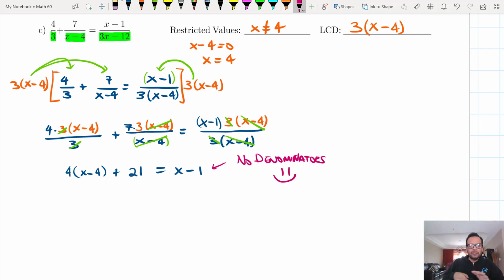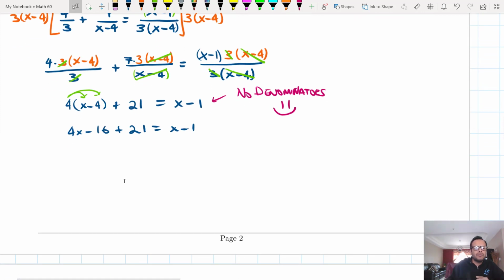Now, let's move on to solving this equation. So we need to get rid of these parentheses, and we get that by distributing the 4, right? Distributing the 4, we get 4x minus 16 plus 21 equals x minus 1. Now let's combine like terms on the left hand side. So 21 minus 16, that'll give us positive 5 equals x minus 1.